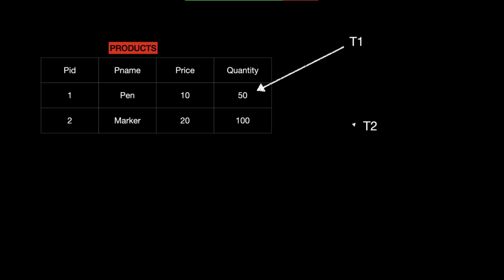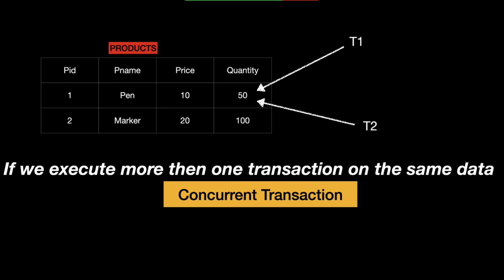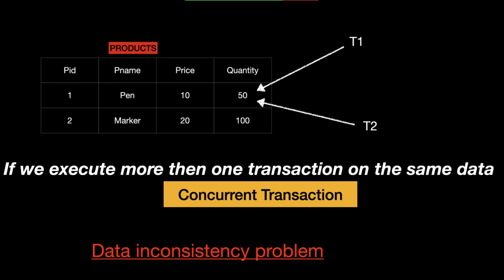There is another transaction 2 which is reading the same data, 50. Now this is the thing: if we execute more than one transaction on the same data, as you can see T1 and T2, a couple of transactions running on the same value, this is what we call a concurrent transaction or transaction concurrency, because a couple of transactions are accessing the same data item, which is 50 here. And you understand already the data inconsistency problem will be brought by this concurrent transaction. Why? Because T1 will run, then T2 will run, and then again T1 will run, then again T2 will run.